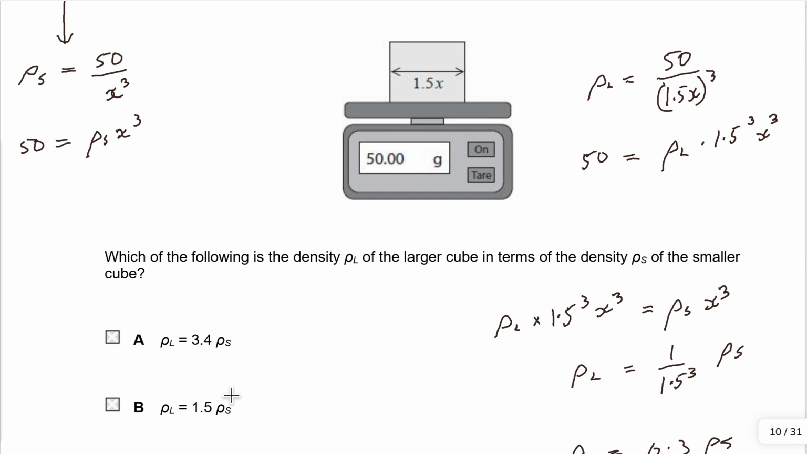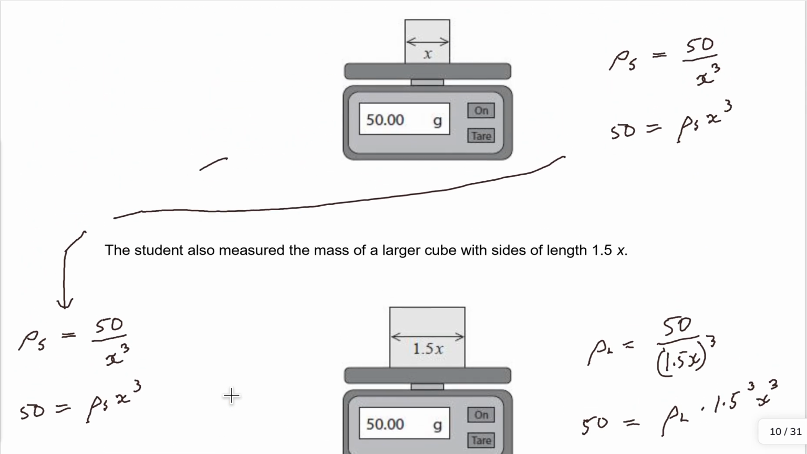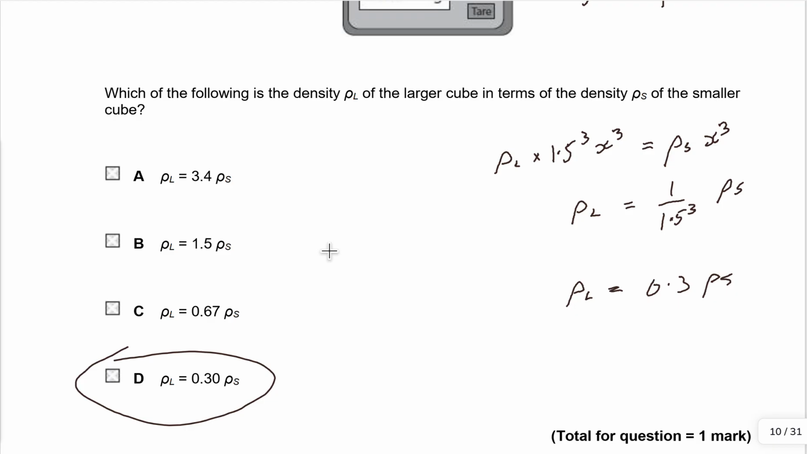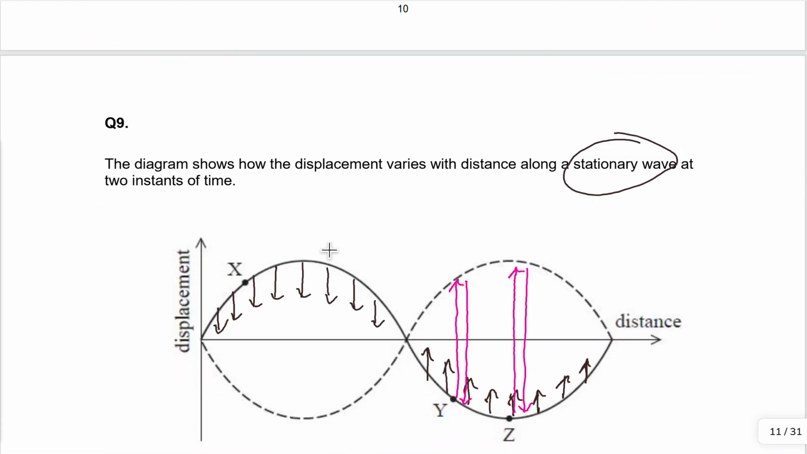Look for similarities between the two expressions, and that was 50 and 50. We see there's no 50 in these, so therefore we're looking to link the two formulas.